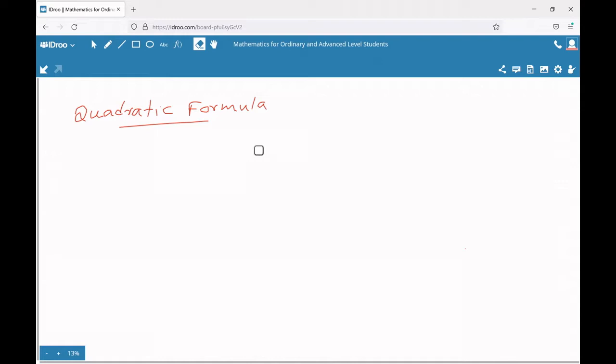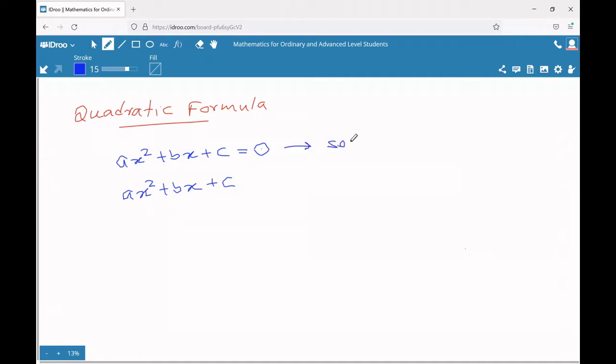With some simple steps actually, right? It could be a quadratic equation like this, or it could be a quadratic expression like this. In the first case, we have to solve this equation to determine the roots or the solution for this quadratic equation. In this case, we can factorize the quadratic expression to determine the factors.